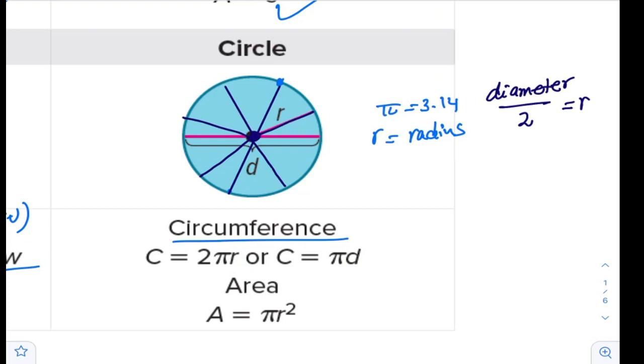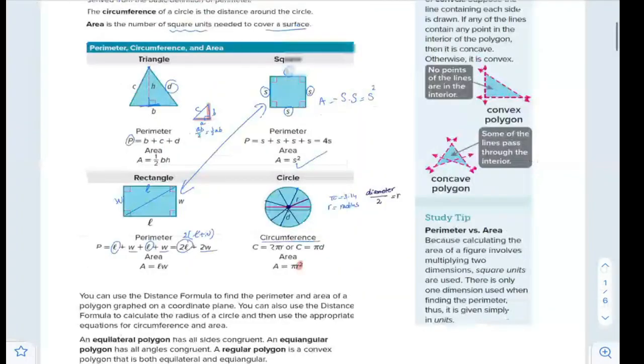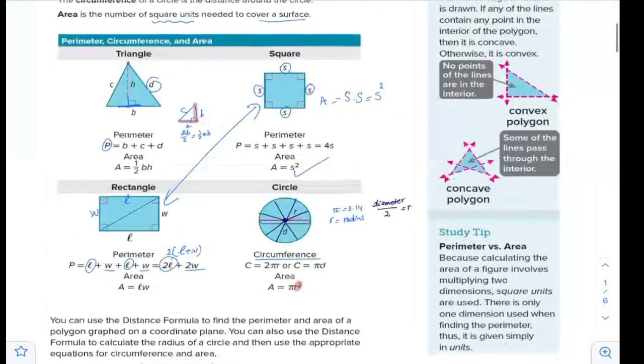But for the area, you will need the radius specifically, radius squared. Pi times r squared is the area of the circle. Pi r squared. The area of the circle is half the diameter squared times pi, which is 3.14. This is a short overview about area and circumference.